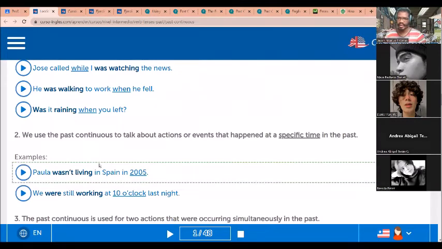Uses, number 2. Daniel, sorry. Yes, we use the past continuous to talk about actions or events that happened at a specific time in the past. Examples, Paula wasn't living in Spain in, how do we say, 2005.